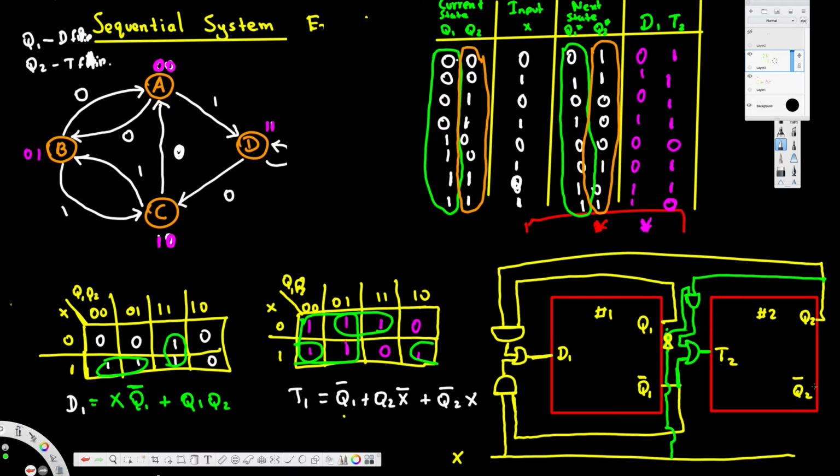Then after that, Q2 bar and X connected together. Okay, so all of them are connected to this OR gate, and that gives us T. Let's call this one T1, and that's our flip-flop. D1, T1. Actually, I put the name T2. Let's keep it as T2. This is T2 right here. Okay, that's how we do that.